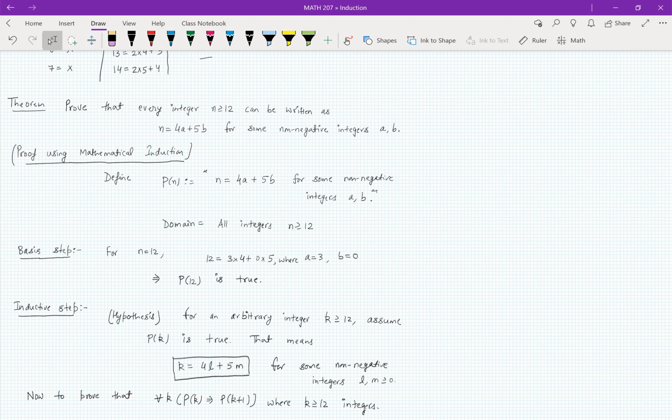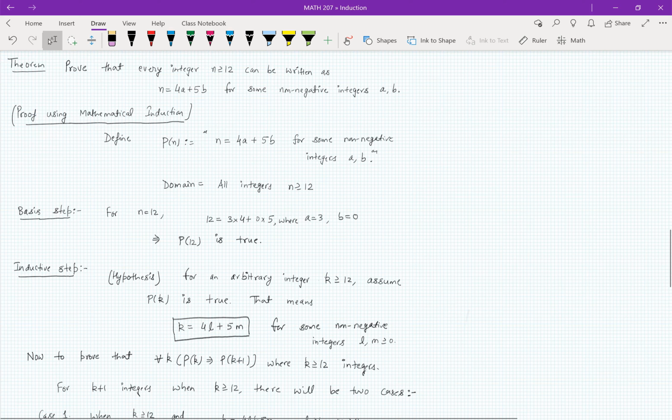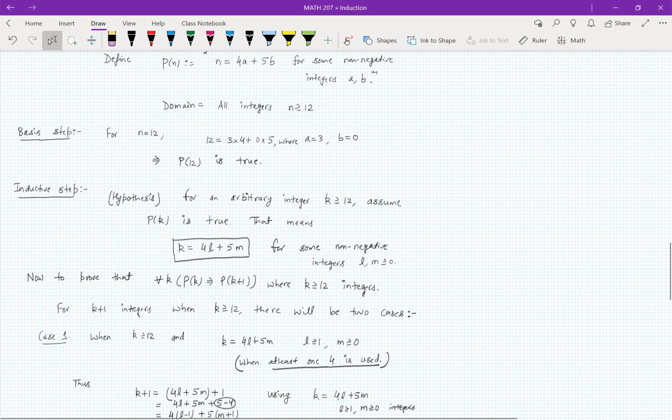We define our P of n statement, where n can be written as 4 times a plus 5 times b for some non-negative integers a and b. My domain was all integers greater than or equal to 12. My basis step was for n equal to 12. 12 can be written as 3 times 4, by using three 4s, and P of 12 becomes a true statement.